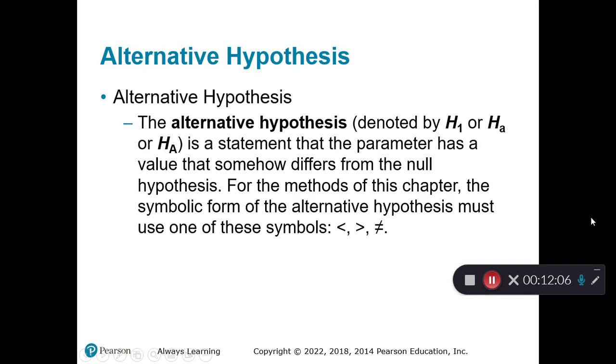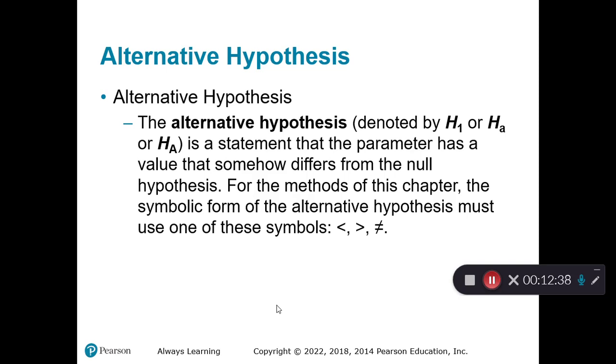On the other hand, the alternative hypothesis, which we can denote with a capital H and a little 1 subscript, or sometimes we use a little a subscript or a capital A subscript. The alternative hypothesis is a statement that the parameter has a value that somehow differs from the null hypothesis. So the alternative hypothesis is always a statement of inequality. And usually the original statement that we're trying to test is in an inequality format.